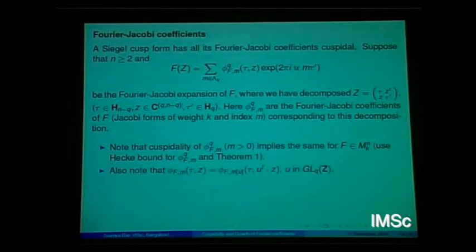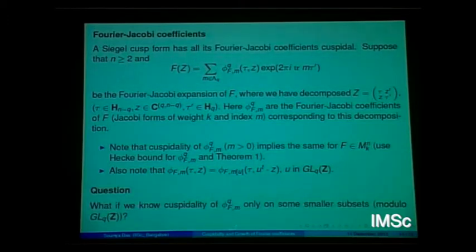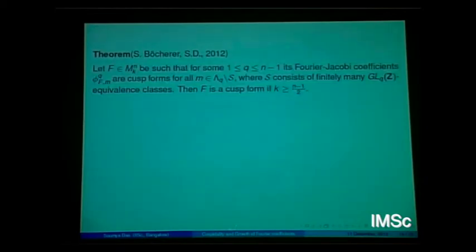And also note that these phi_f(m) are GL_q invariant, almost invariant. So if one is cuspidal, the other one is cuspidal. So we should really look at things modulo GL_q. Right? So there's another question. So if you know the cuspidality of phi_q^f(m) only on smaller subsets, let's say, not for all m, let's say only on some subset, will it be sufficient to conclude that f is cuspidal? So that's one question one can ask, and that's another result we have.